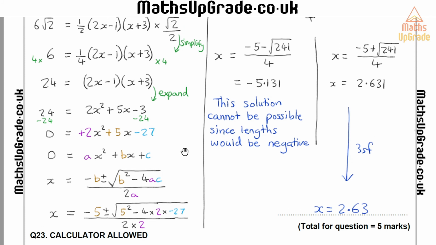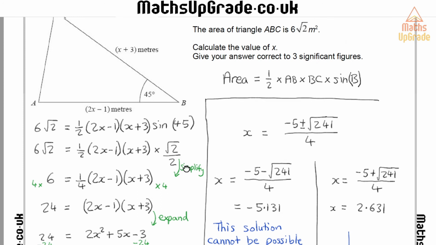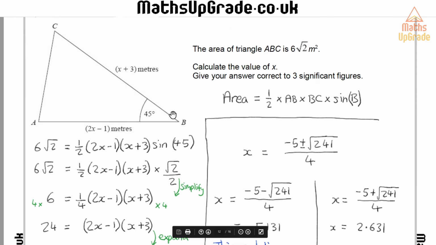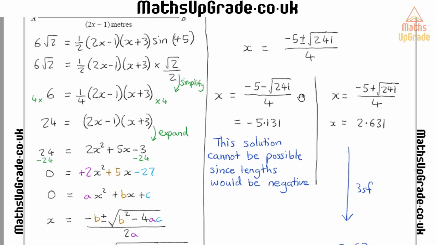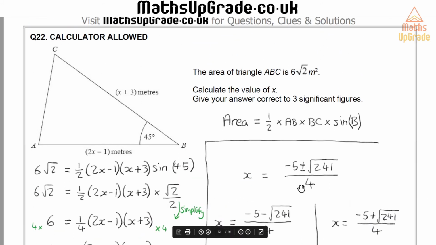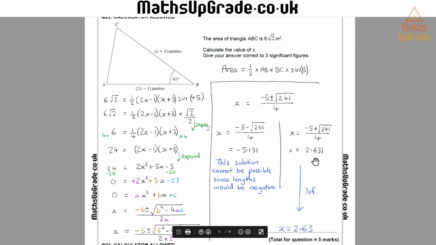Now, when I substitute them into the quadratic formula, I'll get x equals negative 5 plus or minus √241 over 4. Evaluating that with a calculator, I'll get x equals negative 5.1, which cannot be possible since lengths cannot be negative. So the other value is x equals 2.631. So I found x. All I need to do now is just round it to 3 significant figures, and that would be 2.63, and that would be 5 marks for that question.